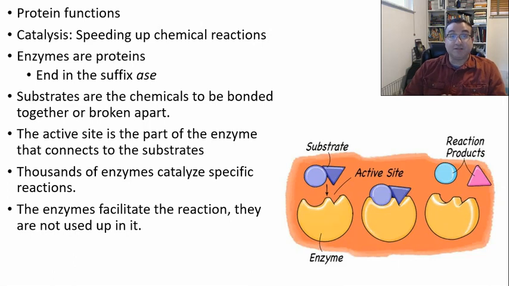Now, substrates are the chemicals that are bonded together or broken up by enzymes. So in this diagram, a circle and triangle shaped substrate is one chemical. When it arrives at the active site of the enzyme, it will change shape, and that shape change will cause a chemical reaction, breaking apart these two parts of the substrate. So it can break things apart, or it could put things together, or transfer part of one molecule to another.